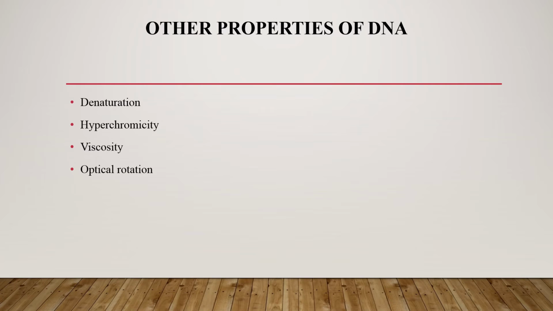Next property is the viscosity. Viscosity is actually a measure of the fluid's resistance to flow. Means जो liquid जो होता है उसकी internal resistance कितनी है to the flow. It describes the internal friction of a moving fluid. The viscosity of DNA is very high. It decreases with increasing temperature.